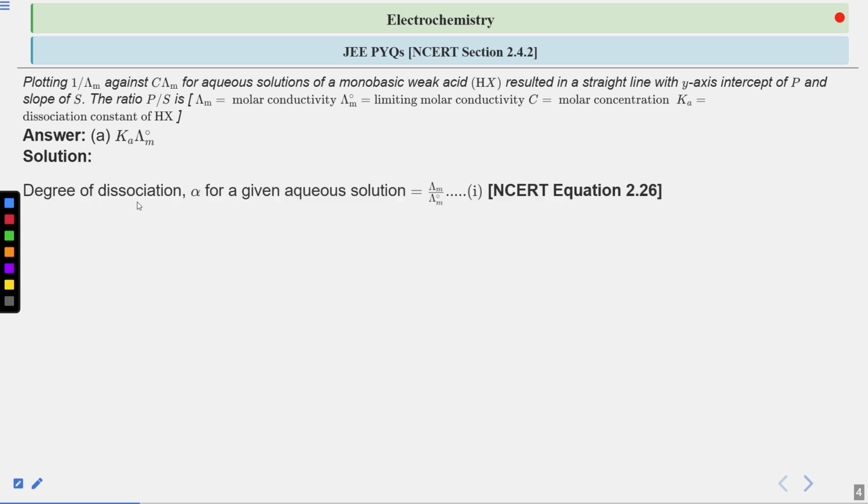The degree of dissociation, alpha, for a given aqueous solution is given by lambda m upon lambda m naught, the molar conductivity divided by the limiting molar conductivity. Let's suppose this is our first equation, and this is also the formula given in our NCERT textbook, marked as equation 2.26.